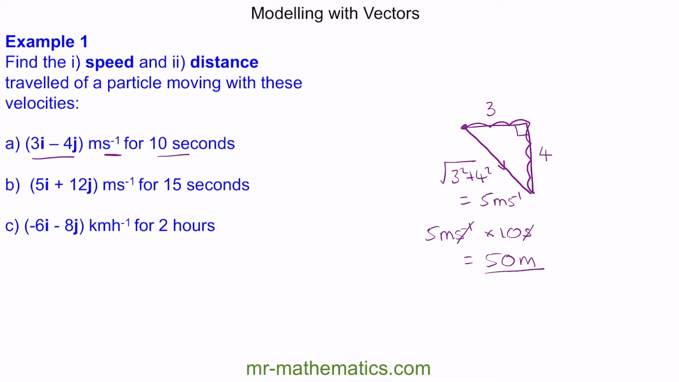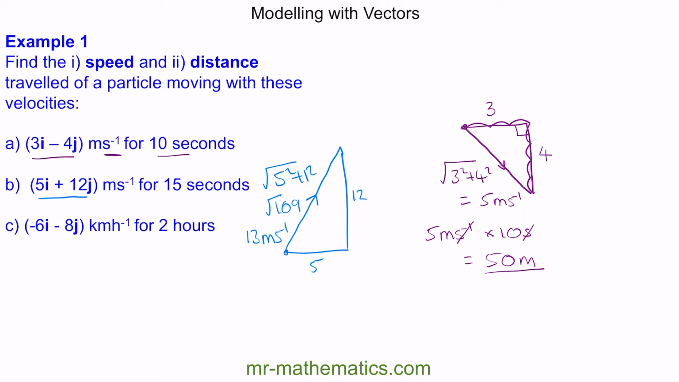Okay, let's try question B. So we're starting at a point, we're going 5 in the i direction, and then 12 in the j direction. So our speed is the magnitude of this hypotenuse. So 5i and 12j. And this magnitude is the speed. And we can work this out using Pythagoras' theorem again. So 5 squared plus 12 squared, the square root of 169. So the speed is 13 meters per second.